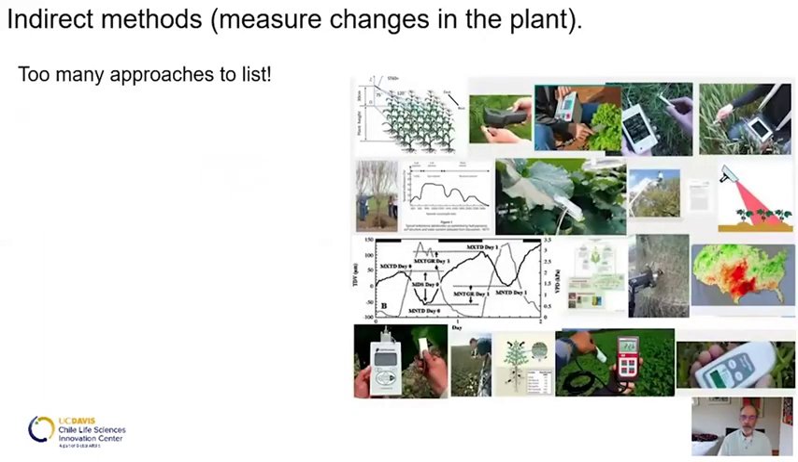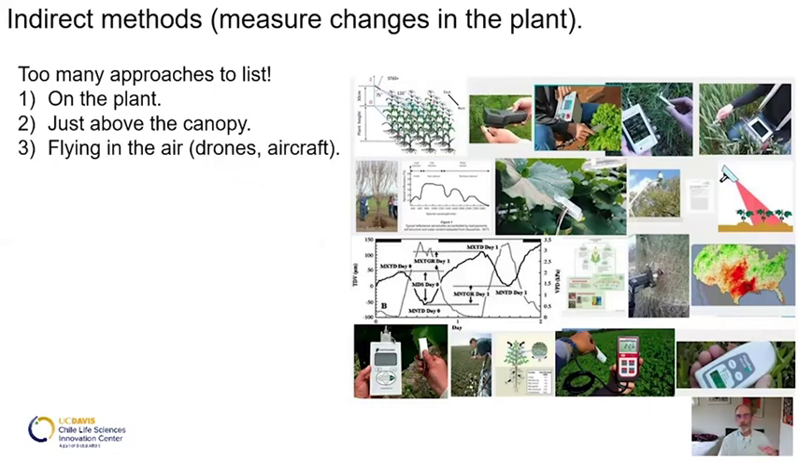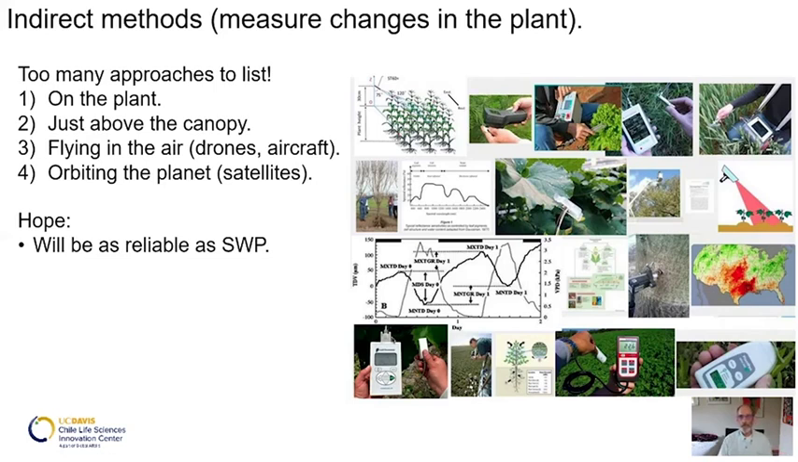Now, those are the direct methods, but the indirect methods, there are too many for me to even talk about. There are methods that are on the plant. There are methods that are just above the canopy, taking pictures of the plant, flying around in the air on airplanes or drones, or orbiting the planet in satellites. Now, the hope is that these methods will be closely related to stem water potential, but that remains to be seen.